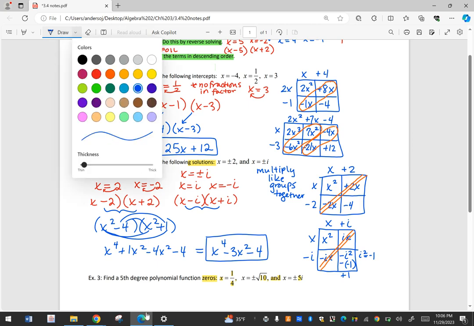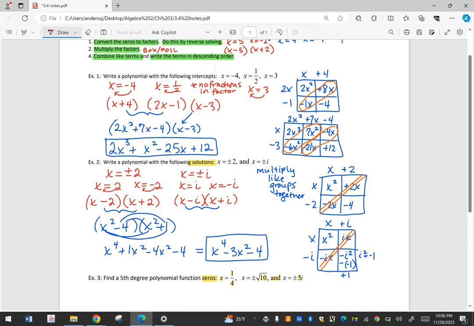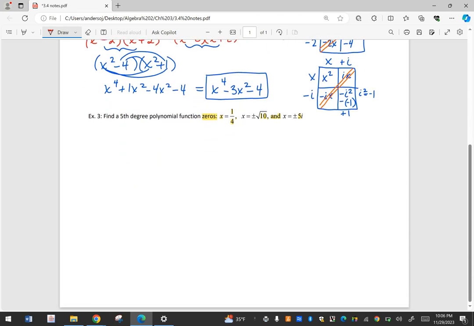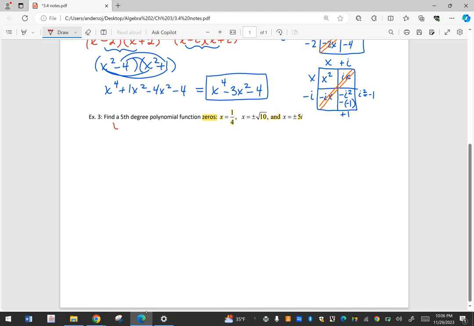All right, as we look at this last and final example, it's just going to give you different sets of zeros. But you'll notice this particular problem says a fifth degree polynomial. Well, that's probably something you haven't heard before, but what that means is that your final answer should be left with x to the fifth. When you look at your sets of parentheses, it also means that you should have 5 sets of parentheses when you get ready to get started.